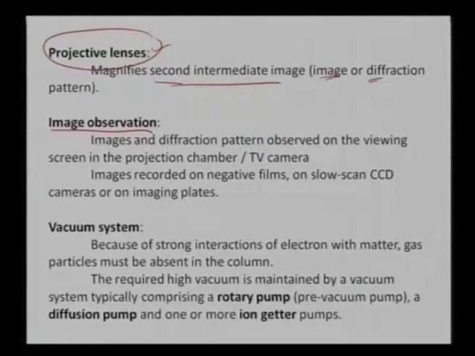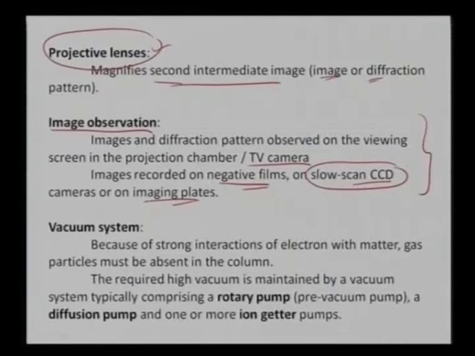So either I can view them on a fluorescent screen, or I can project it on some TV camera. I can also record it either on a negative film, or on a slow scan CCD camera. So these are required for image observation, because we can't really see the electrons. So we have to let them interact with the fluorescent screen, or see it on a TV camera, or get it on a negative film, or capture it on a slow scan CCD camera, or on an imaging plate. So these are certain ways through which I can observe my particular image.